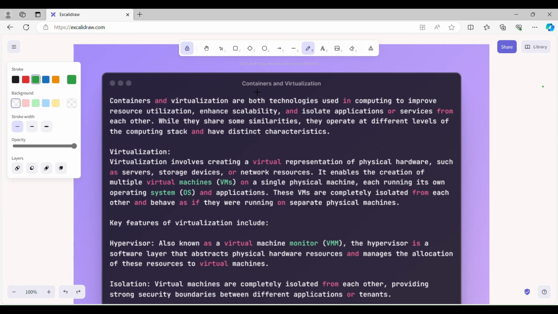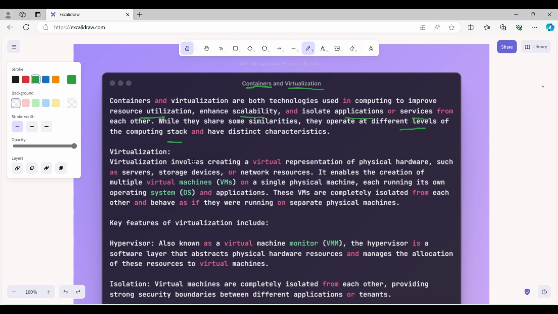Today we are going to discuss containers and virtualization. Both of these technologies are used in computing to improve resource utilization, to enhance scalability, and to isolate applications or services from each other. While both share some similarities, they operate at different levels of the computing stack and have distinct characteristics. So let's read about virtualization.